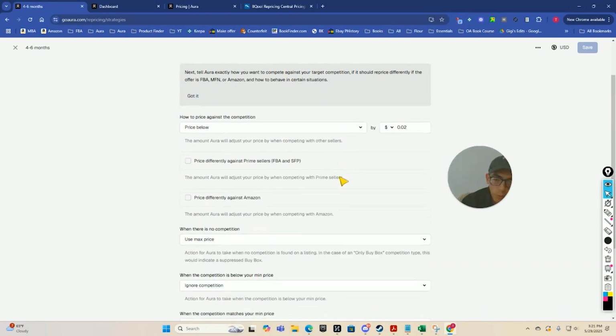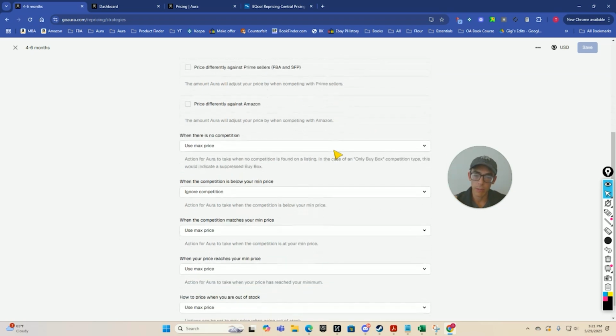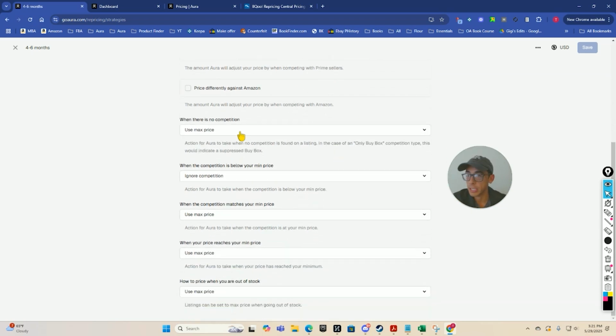Now, under pursuit, what we're going to do is how to price against competition. Same thing. We're going to undercut by 2 cents. Again, this is going to be the lowest FBA offer as well. When there's no competition, we're just going to set to the max price. So for example, let's say our min price is 40 and our max price is 50. And let's say we're the only FBA offer. Well, essentially, we're just going to go to $50.